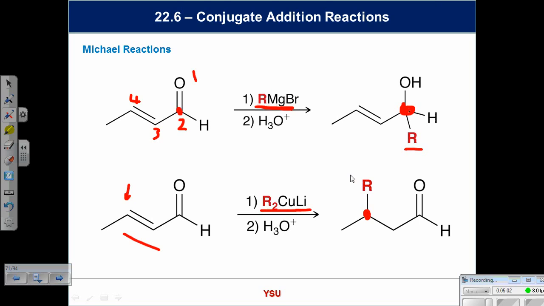So that's just defining the playing field. You will see this a lot in the practice problems. If you want to go 1,2, do a Grignard. If you want to go 1,4, do a cuprate. Now, that 1,2 versus 1,4 isn't immediately obvious. It is at the top.